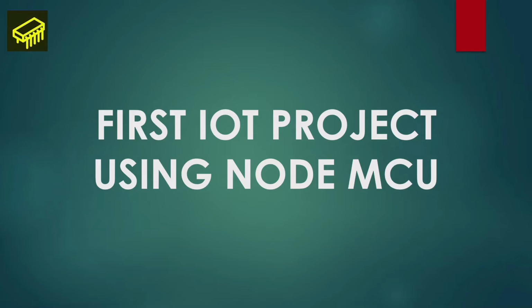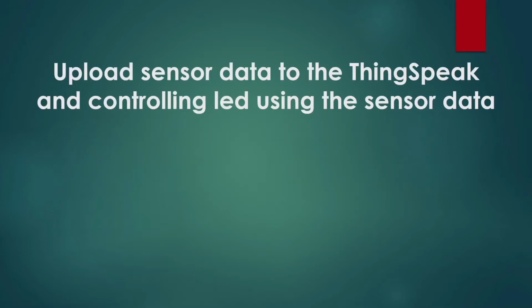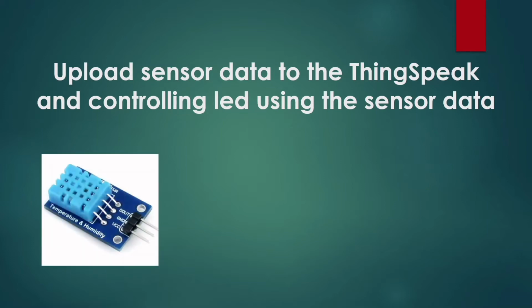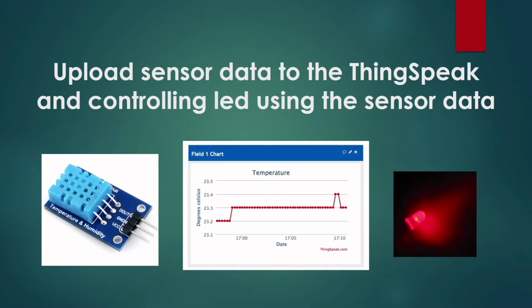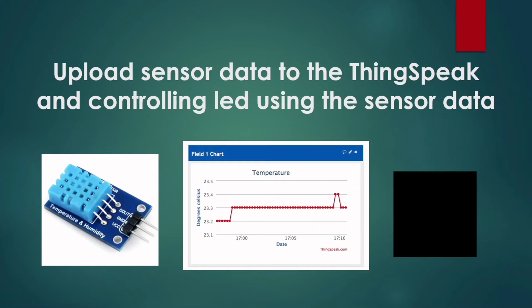In this video, we will learn how to create an IoT project using NodeMCU. So let's give you a brief overview on what we will do in this project. We will upload the sensor data to the ThingSpeak cloud and then we will control an LED using that sensor data. So we will use a DHT11 sensor and we will upload the temperature read by the DHT11 sensor to the ThingSpeak cloud. And then we will control an LED using that temperature data.